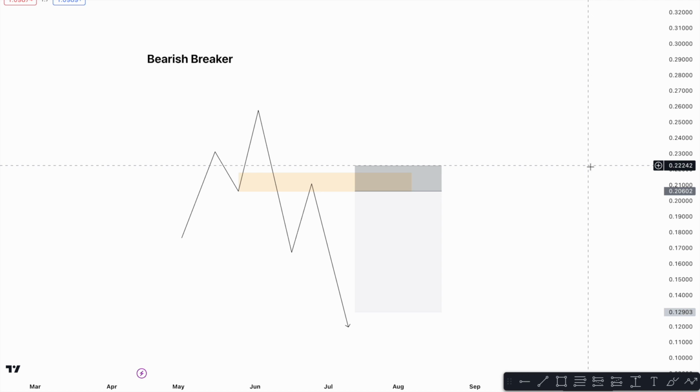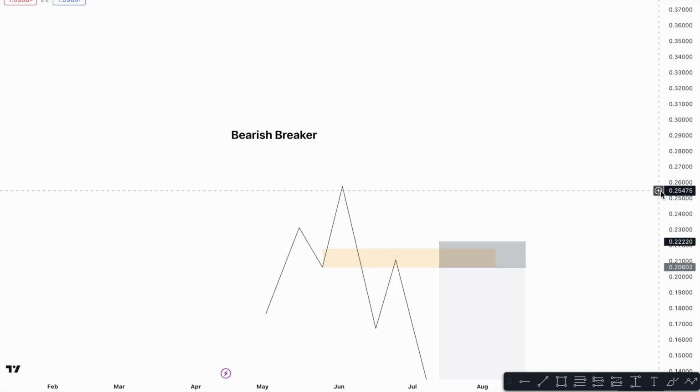But now enough of theory, let's get into the nitty gritty and show some real life examples of this bearish breaker block and bullish breaker block. You guys have got to give me credit, these words are so hard to pronounce.